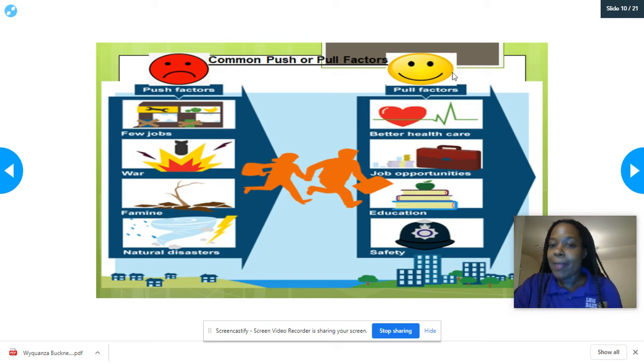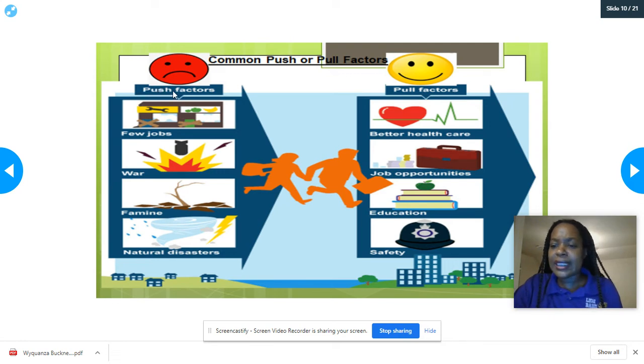Those good things: better health care. You want to be in a place that has good health care, job opportunities. I want to be able to get employed. Education. Everybody wants a free education, and education is not free everywhere. But thank goodness in the United States, we have a free education, and I'm able to teach you today. Awesome because of that. Safety. Everybody needs somebody to protect them. That's why we have the military and the police.